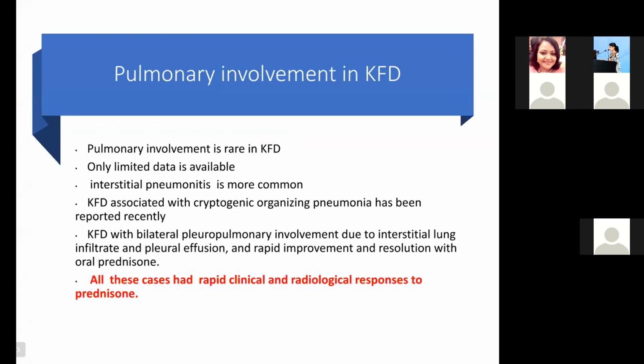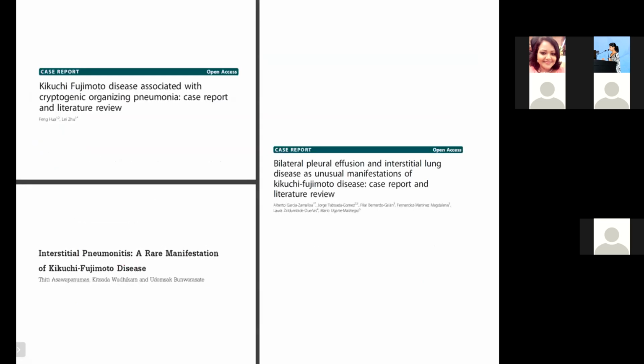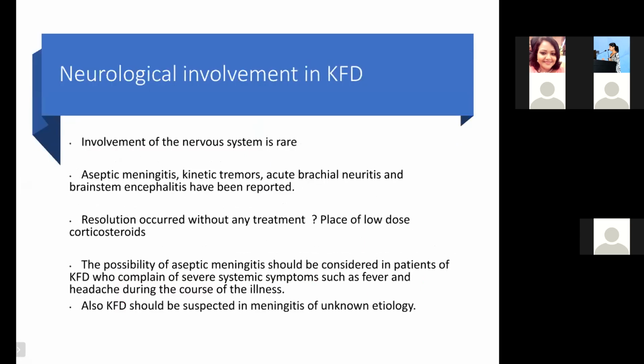The pulmonary involvement in Kikuchi disease is rare, and we have only limited data available so far. Among them, interstitial pneumonitis is the most common pulmonary involvement. One recent case report suggested that Kikuchi disease can be associated with cryptogenic organizing pneumonia, interstitial infiltrate and pleural effusion. All these cases had rapid clinical and radiological response to prednisolone, just as our patient. So these are some of the case reports available to read if you are interested in further.